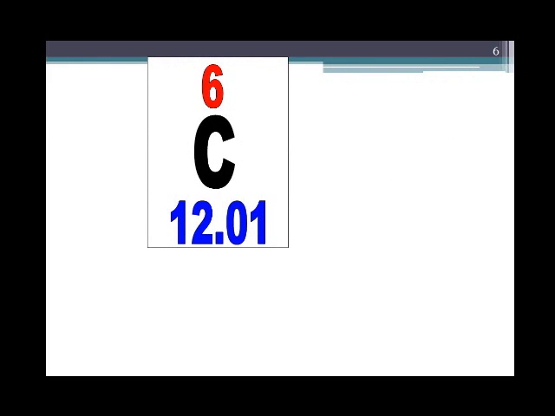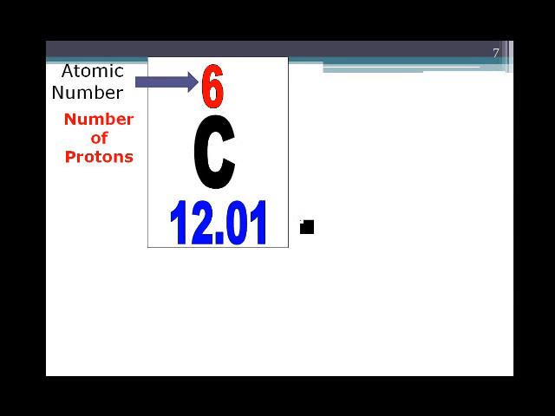If we look at a cell on the periodic table, we see a 6, we see a symbol, and then we see a second number. This first number here, the 6, is the atomic number. The atomic number is equal to the number of protons that are present in an atom. The black letter is the chemical symbol. This blue number, the 12.01, is the atomic mass.